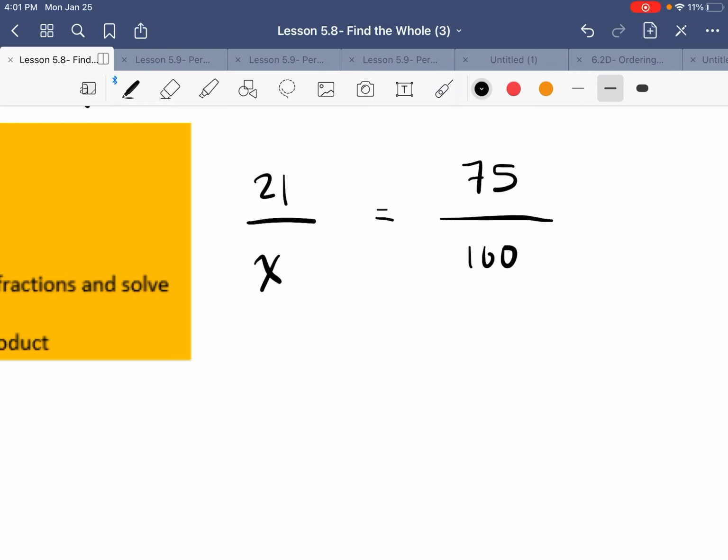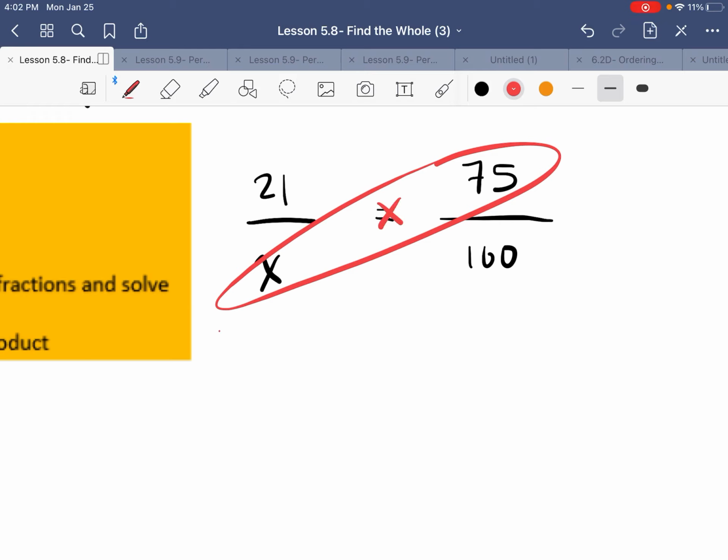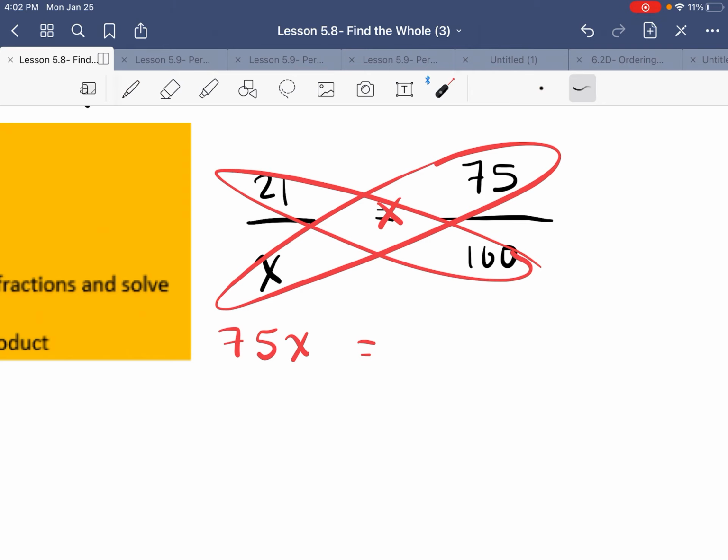Next, as you recall yesterday in our past lesson on how to find the part, we always use what we call cross product, and some students refer to it as the butterfly because it literally looks like a butterfly. So I have 75 times X. We multiply. This is 75X. Then I have 100 times 21. Every time you multiply by 100, I simply just put my number, which is 21, and add 2 zeros at the end.